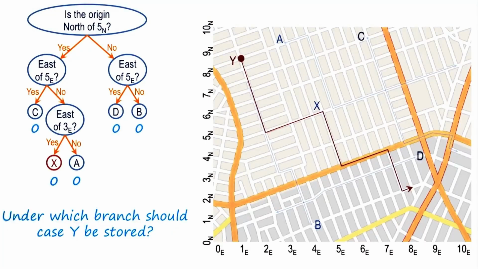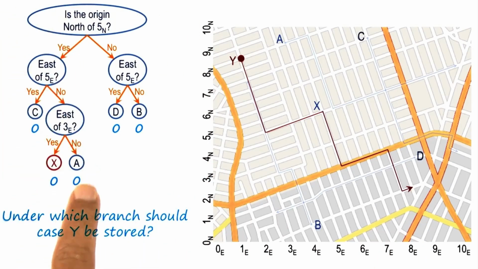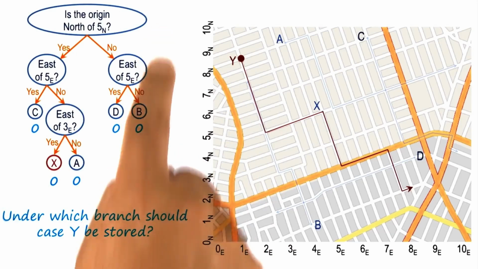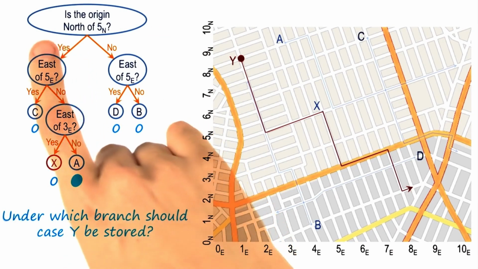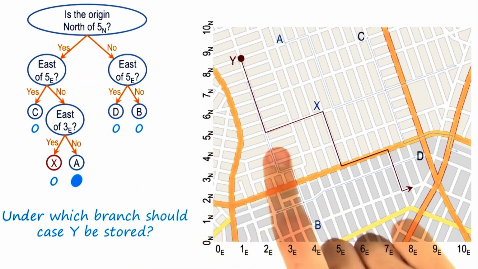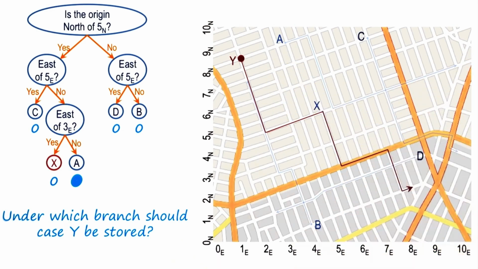Let us do an exercise. Supposing we're given the case Y as shown here, and we're given the discrimination tree shown on the left. Where would you store the case Y in this discrimination tree? What did you come up with, David? So I started at the root. Is the origin north of 5n? It certainly is. Is the origin east of 5e? No, it's not. And is the origin east of 3e? No, it's still not. So I said Y would go down here alongside A.